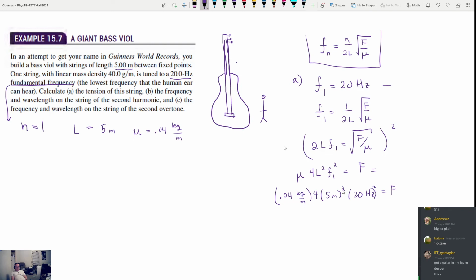Kg per meter cancels out with one of the meters. Second, yeah, it works. Okay, so I guess I did it right. I thought I did it wrong. Oh, it's because the n's not in there. That's why it looks weird. It would be over n squared, but the n is 1.